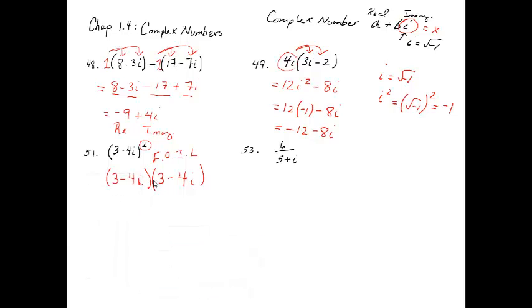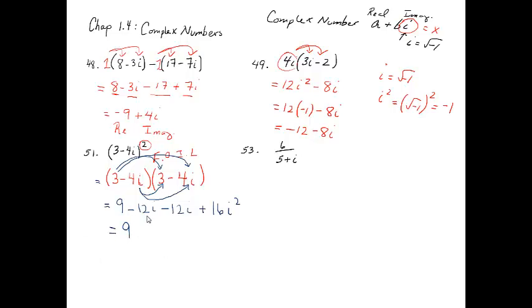Blue. So I'm going to end up with 3 times 3, which is 9. And then I have 3 times the negative 4i, which is minus 12i. And then I have a negative 4i times 3, which is still minus 12i. And then I have a negative 4i times a negative 4i, which is positive 16i squared. Let's put our like terms together.